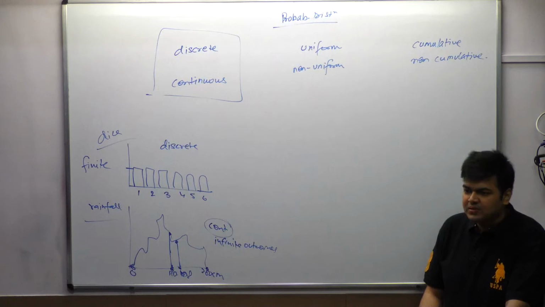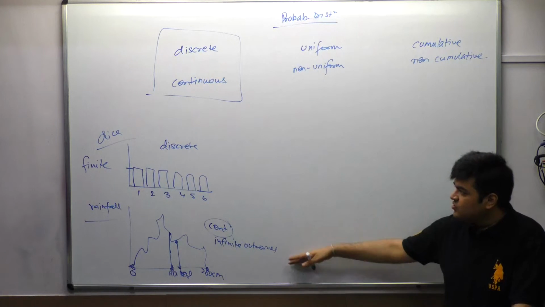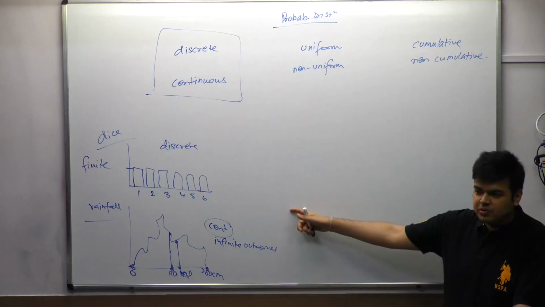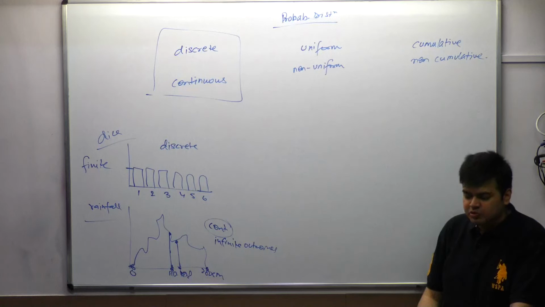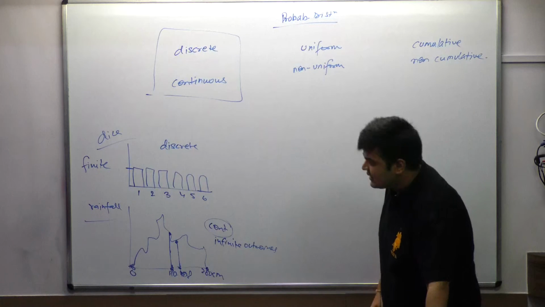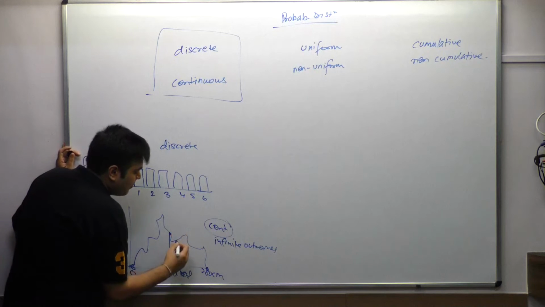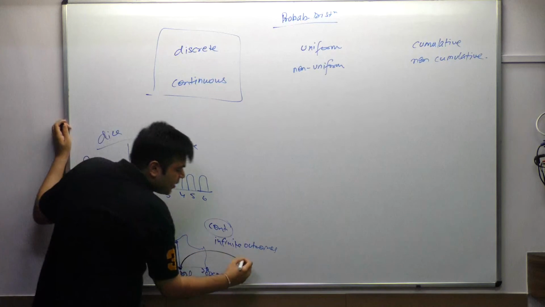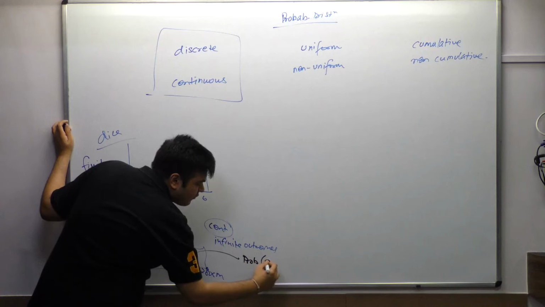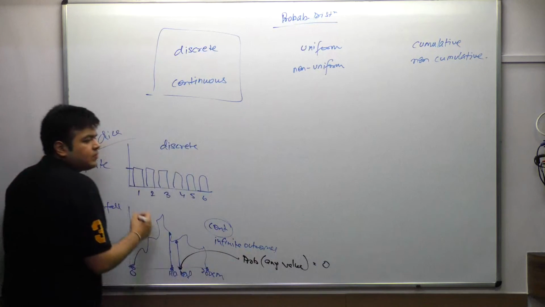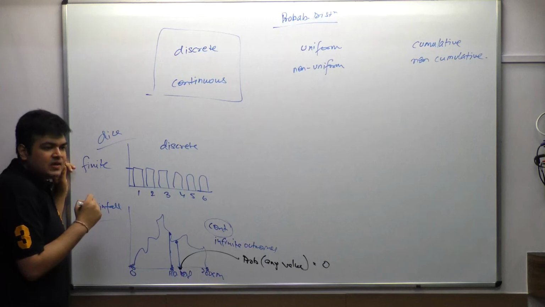Is everybody following this? So this is a continuous distribution, that one is a discrete distribution. Now when you are studying the discrete and continuous distribution, the probability of any value is equal to 0. How is the probability of any value equal to 0?